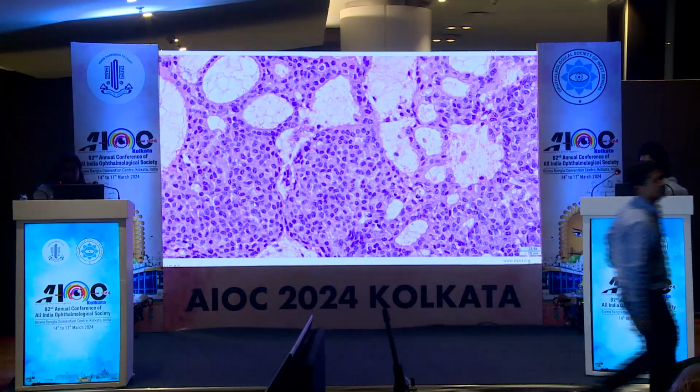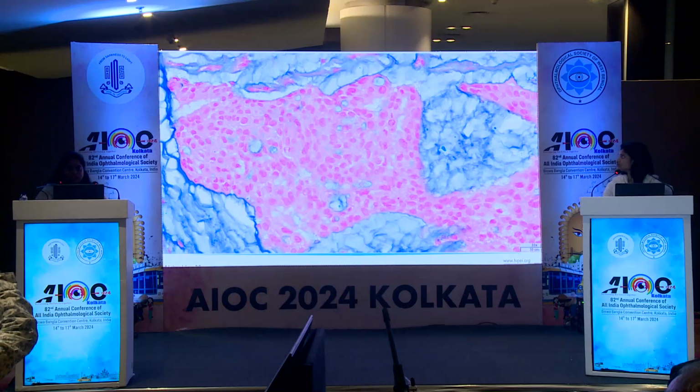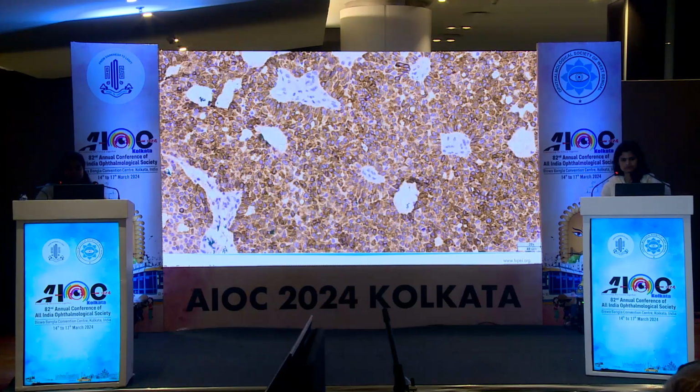So lesional cells on higher magnification were mostly monomorphous. Very mild pleomorphism was seen. There were no mitoses at all, and there was a lot of myxoid background seen. And on Alcian blue, the lakes of mucin were highlighted. Both extracytoplasmic mucin and intracytoplasmic mucin were highlighted.